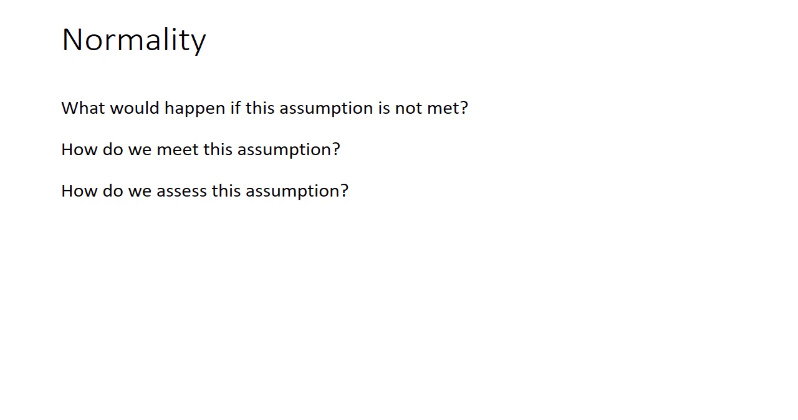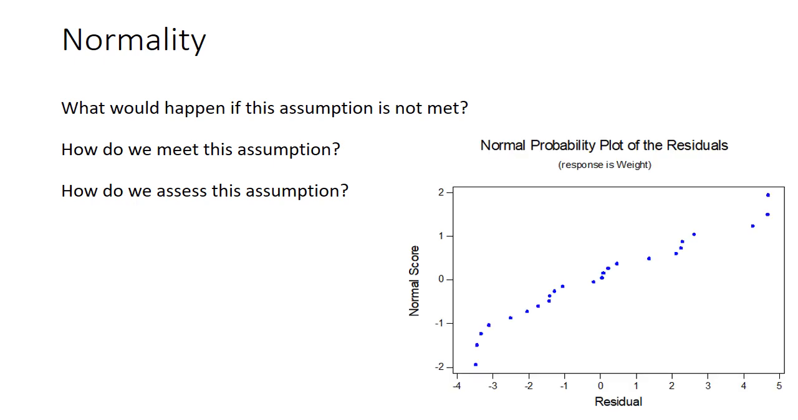We can use a normal probability plot or the normal QQ plot of the residuals. If this assumption is met, the residuals should form a straight line. Yes, there are situations where the measurements are markedly non-normal, for example, counts of insects on plants or number of seeds germinating.